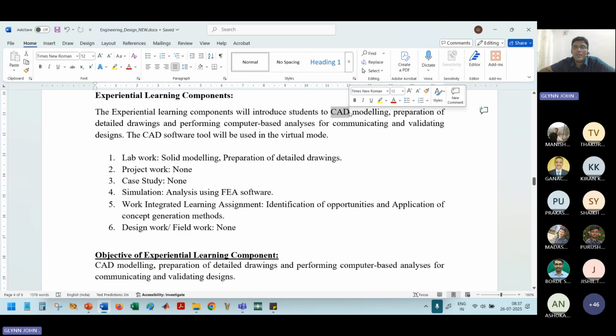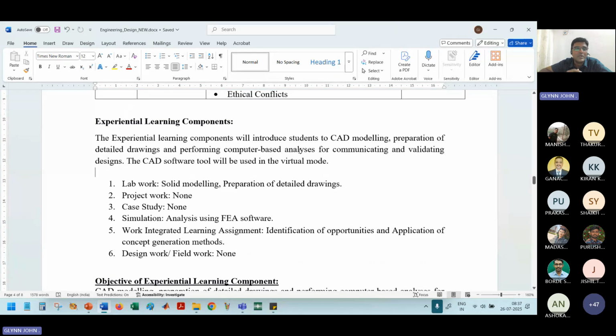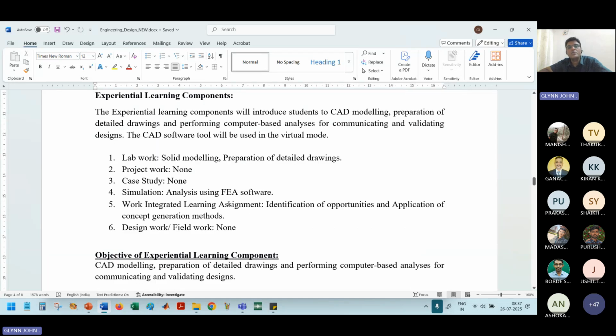Like CAD modeling, preparation of detailed drawings will actually take you through the process of how to prepare a 3D model using CAD, how to prepare drawings, right? How to perform computer-based analysis. For this, we'll be using Fusion 360. It's software which can be downloaded. You can download a student version of the software. A lab faculty will be teaching you this part, and you can practice it and submit lab assignments, and there'll be a final lab exam also, right?